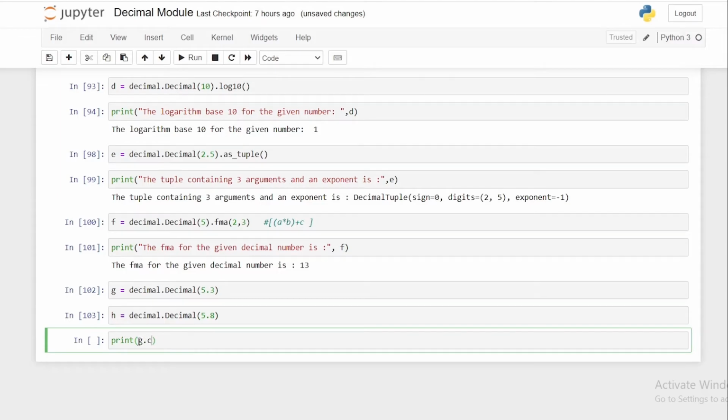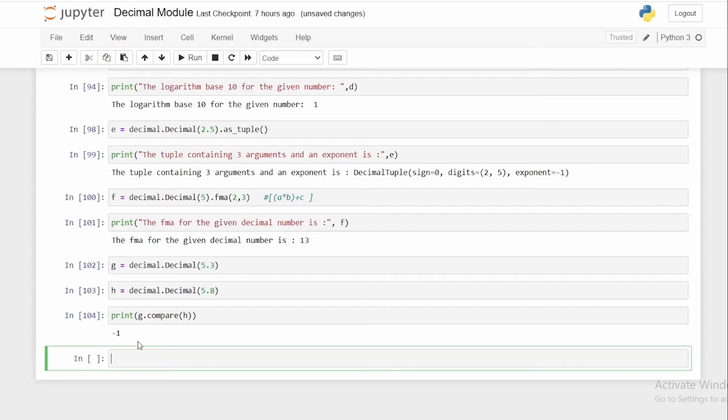in this case it is g dot compare h. If g turns out to be less than h, then it would print a -1. If g is greater than h, or let us interchange, as in this case h is greater than g, let's interchange and check it out. Here you can see that the output is 1.